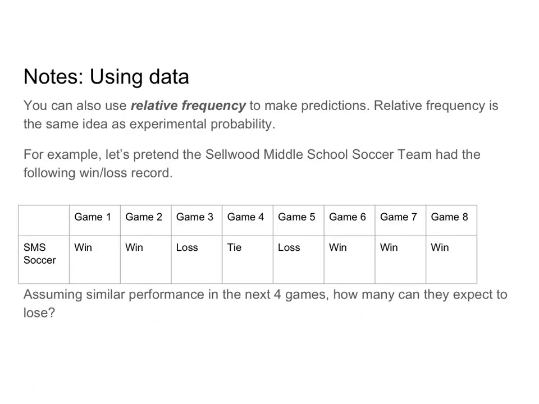All right, let's look at one more example. So this one is using the idea of relative frequency, which is sort of the same idea as experimental probability. It's how often something has happened in the past, and we're going to use that to make predictions about the future. So let's pretend that we've got a soccer team here at Selwood and that they have this win-loss record below. Win-win, loss-tie, loss, win-win-win. And that was for the first 8 games.